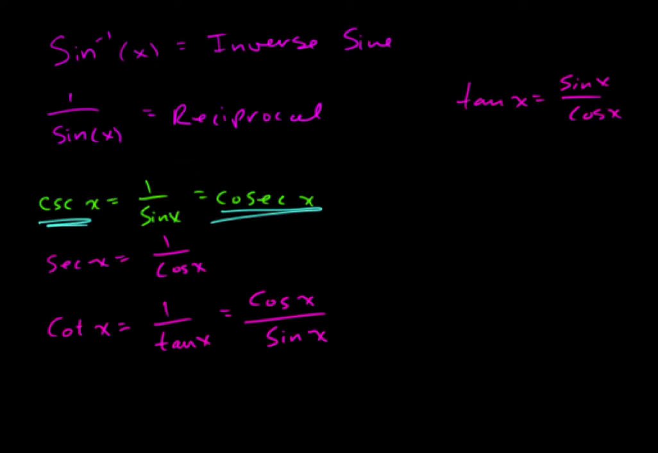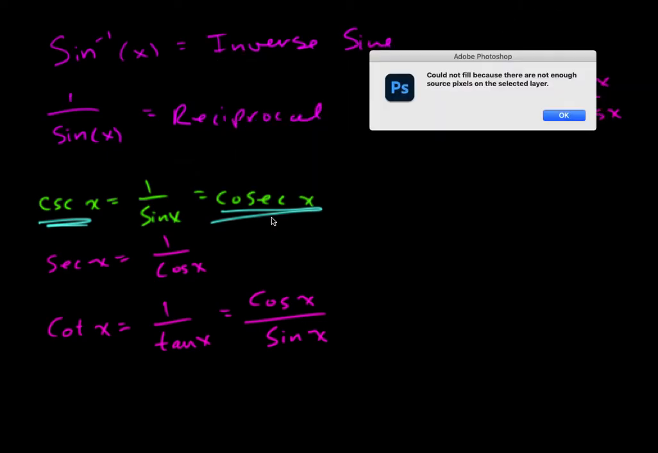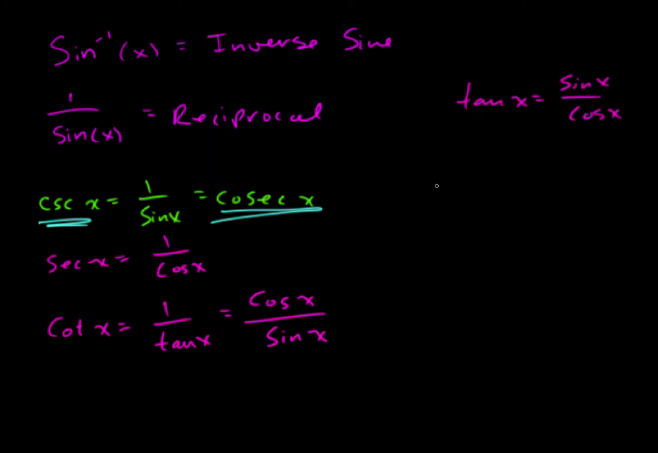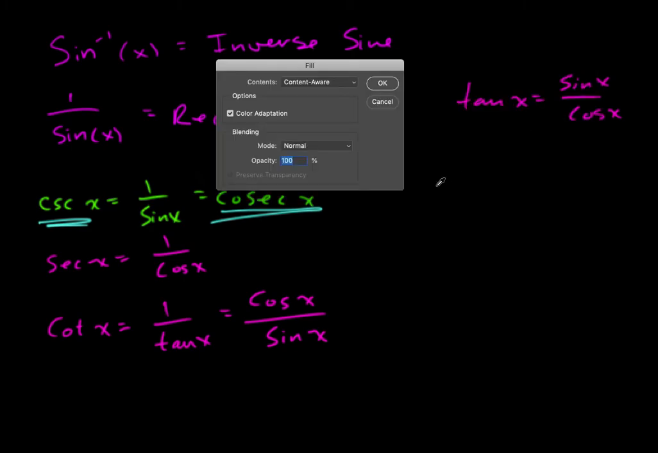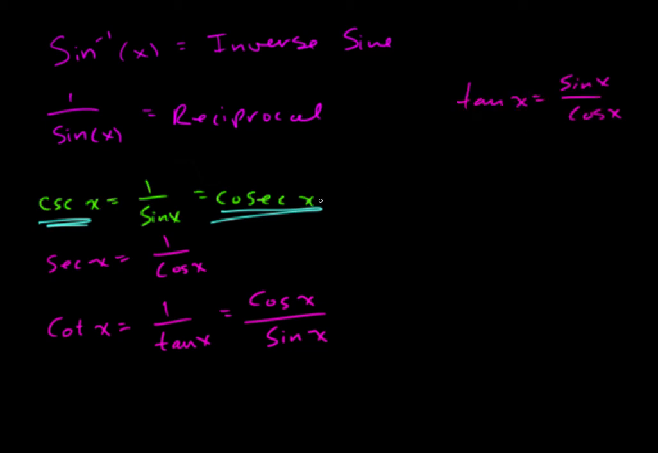Now there's only one example in this section. So what it's asking us to do, it says use sine of x to draw cosecant. So cosecant is 1 over sine.